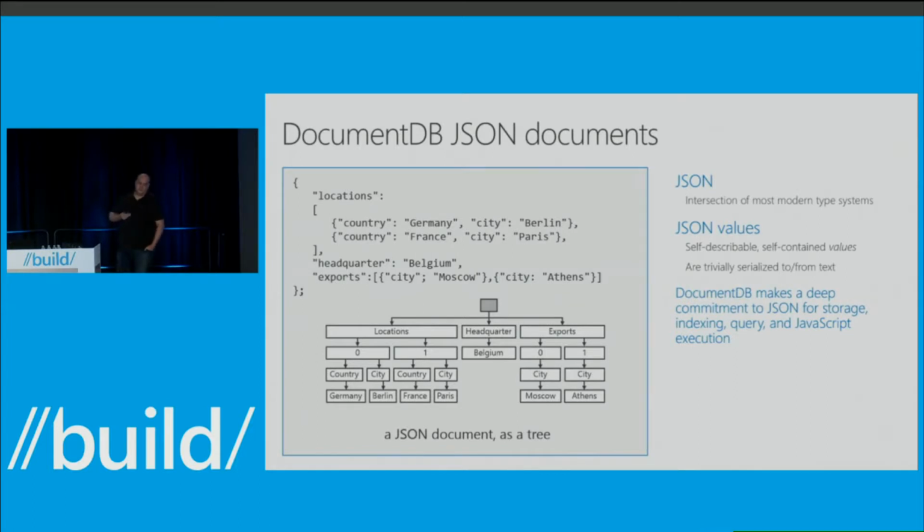Okay, so DocumentDB JSON documents, this is what they look like. When you look at a JSON document, it's actually a tree, okay? And this is really important because this is what we base our index on, okay? Because it's a tree that we can walk and navigate through, we're able to index every property in that document for you.